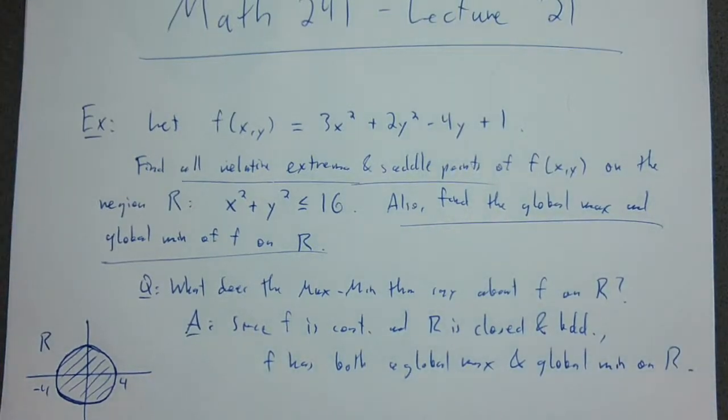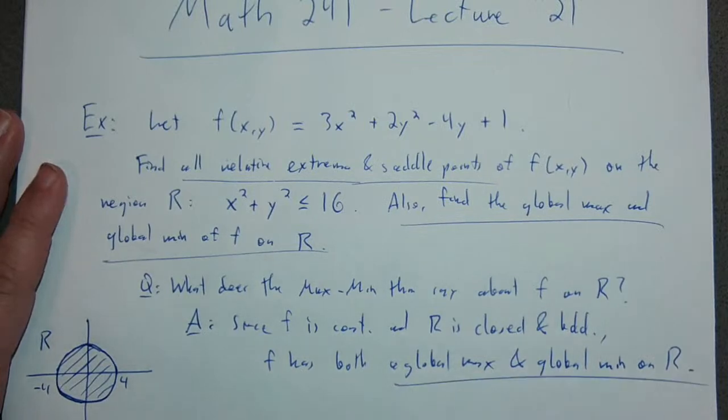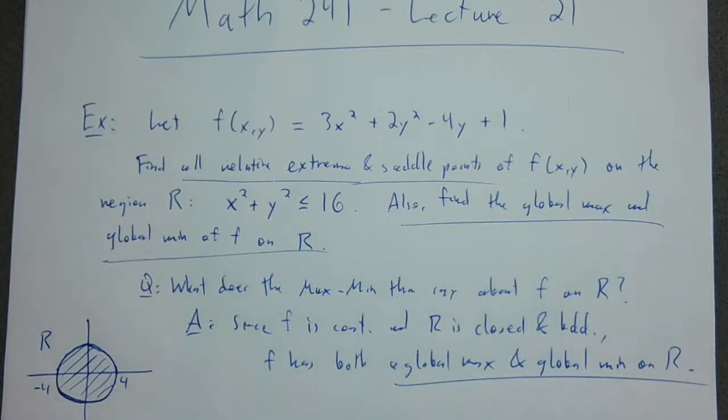Okay. Now, why is this important? This is important because assuming that a global max or global min existed on the region in question was a thing that we needed in order to start the Lagrange multiplier process, right? So we were assuming that one of these things existed. Okay. Now, this is a closed bounded region.